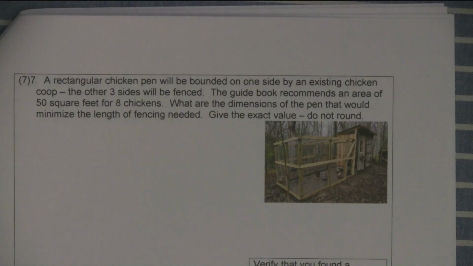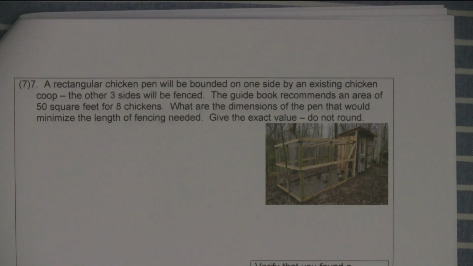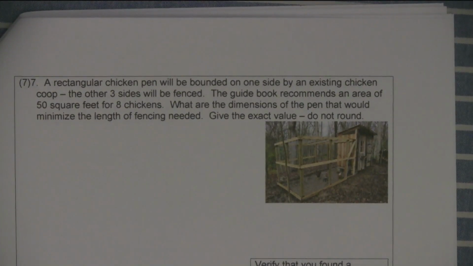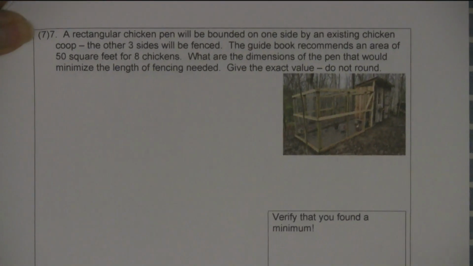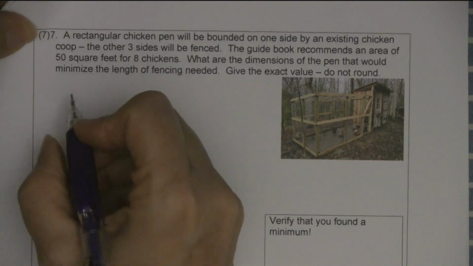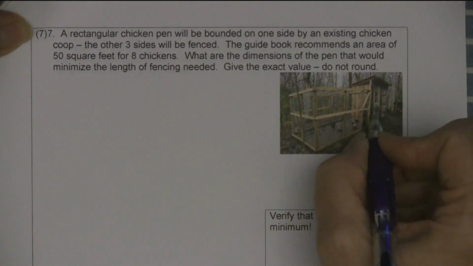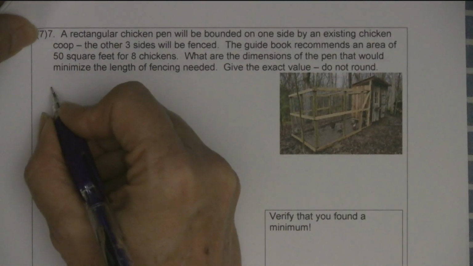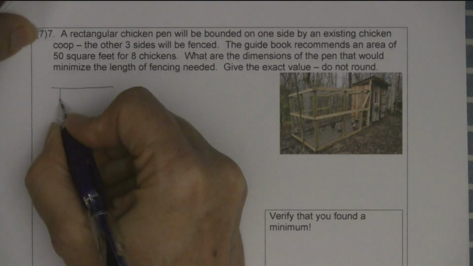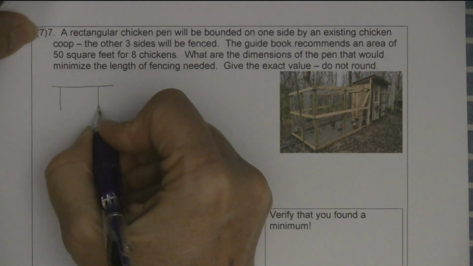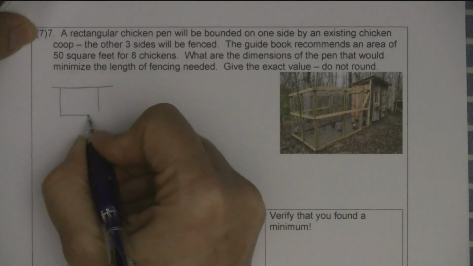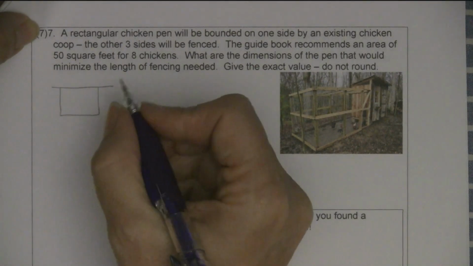Okay, a rectangular chicken pen will be bounded on one side by an existing chicken coop. The other three sides will be fenced. So this is kind of like the problem that we had where they had a barn. Instead, they have a chicken coop, and they're going to fence three sides. So here is my coop. Here is my pen, fencing three sides.